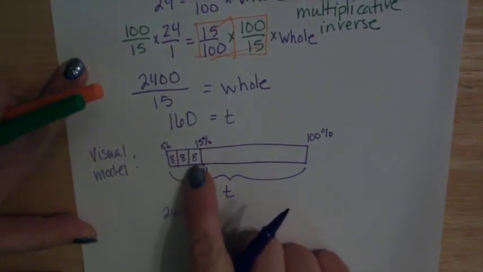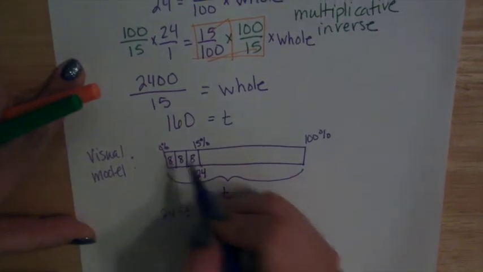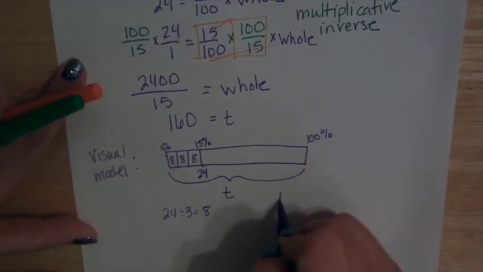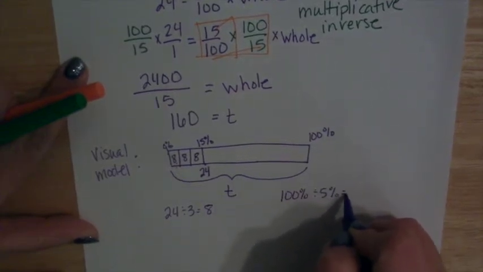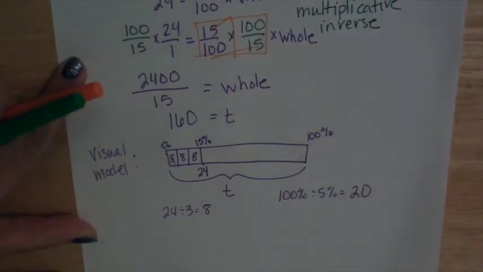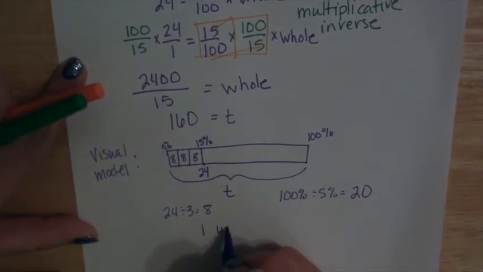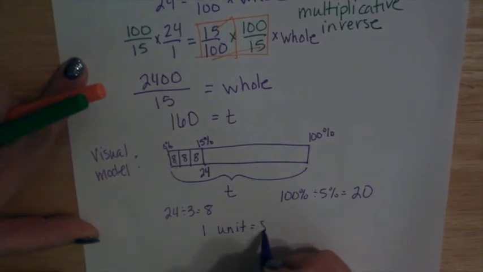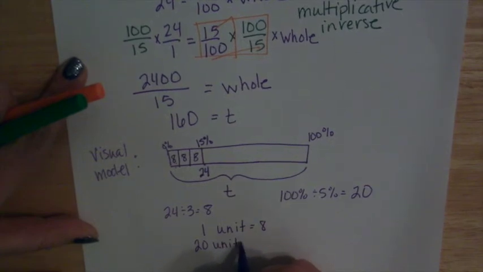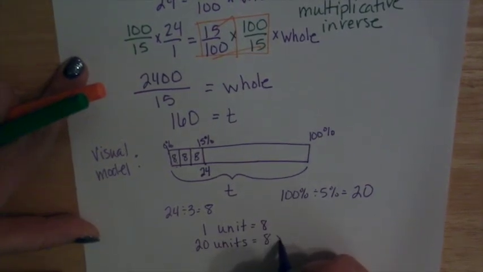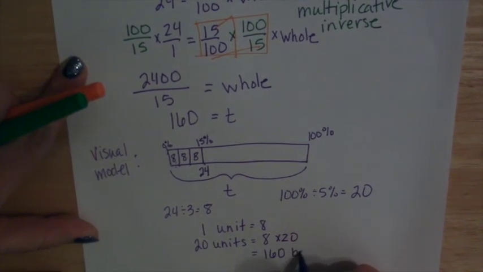Now, how many boxes would we have all the way to 100 if we break these up into 5%? So over here I'm going to do 100% divided into 5%, and that would give us a total of 20 boxes. So now if I know that 1 unit is 8 balloons, and I have a total of 20 units to equal 100%, we're going to go 8 times 20, which is 160 balloons.